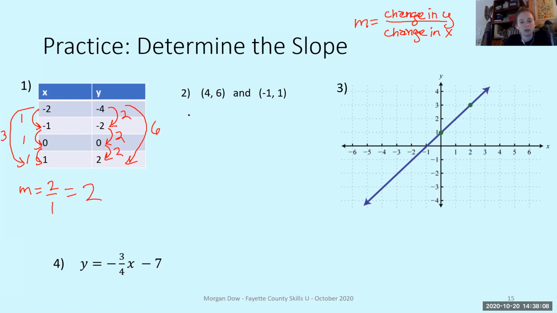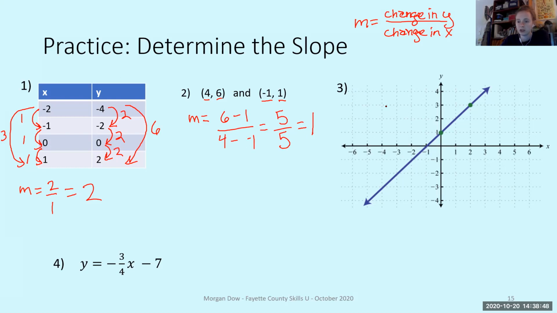All right, number 2, we've got a pair of points. So we're basically going to do the same thing we did in number 1. We're going to determine the change that's happening with our y's, and we're going to compare that to the change that's happening with our x's. So 6 minus 1 is 5. And 4 minus -1 is also 5. So we got 5/5, which reduces to 1. So this line has a slope of 1.